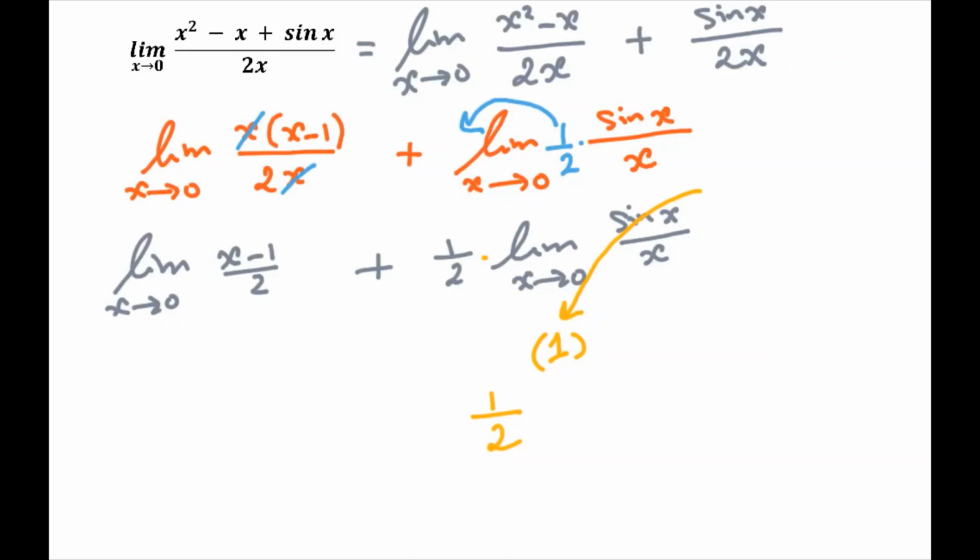Okay? Now, what about the other side? Here, you can substitute 0, so it's going to be 0 minus 1 over 2, and the final answer would be negative 1/2 plus 1/2, which is 0. Okay?